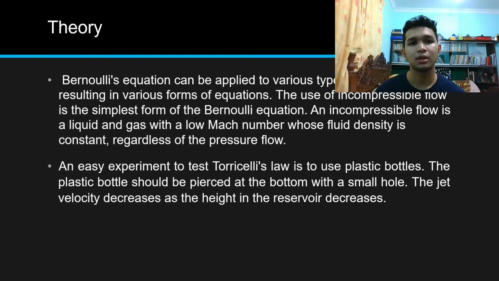Next is the theory. Bernoulli's equation can be applied to various types of fluid flows, resulting in various forms of the equation. The use of incompressible flow is the simplest form of Bernoulli's equation. An incompressible flow is a liquid or gas with a low Mach number whose fluid density is constant, regardless of the pressure. An easy experiment to test Torricelli's law is to use a plastic bottle. The bottle should be pierced at the bottom with a small hole. The jet velocity decreases as the height in the reservoir decreases.